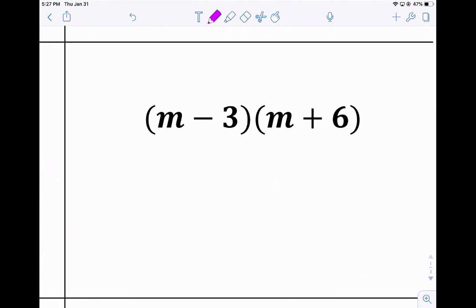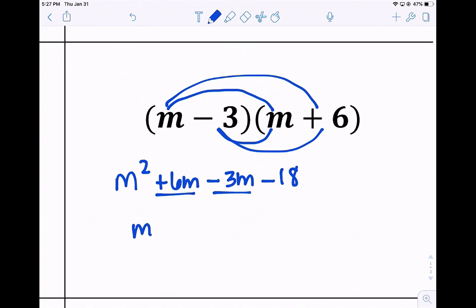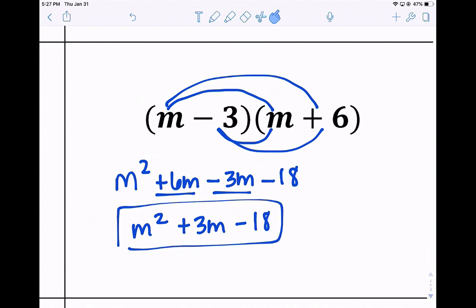All right, m plus 3 times m minus 3 times m plus 6. So m times m is m squared. M times 6 is plus 6m. Negative 3 times m is negative 3m. And negative 3 times positive 6 is negative 18. Combine your like terms, so 6m minus 3m. M squared, 6 minus 3 is going to be positive 3m minus 18. So m squared plus 3m minus 18.